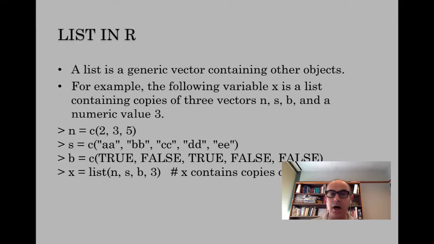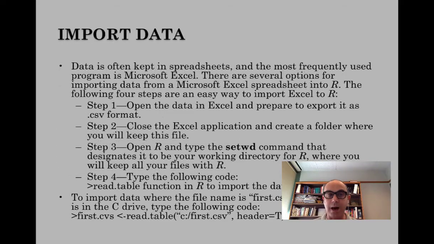In R, a list is a generic vector that contains other objects. For example, n consists of a numerical value, s consists of text, b consists of true or false, but x is a list that combines n, s, b, and 3, and all of them are part of what it holds.